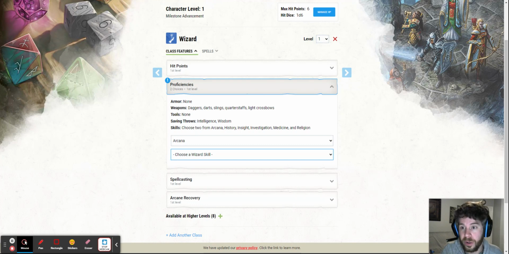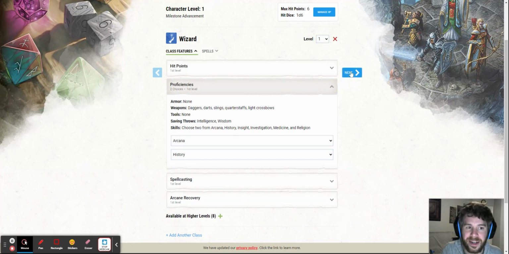But if you want to be more insightful about people's deceptions or things like that, Insight might be good. Investigation is good if you want to be the cunning investigator type, able to find things that are maybe hidden. Medicine, if you're more of a doctor type wizard. And Religion, if you're more of a religious type of character. Maybe your character knows a lot about the magic that goes into the gods. I'm going to go with History for this one because I think it makes the most sense. It seems to call out to me as a wizard character.